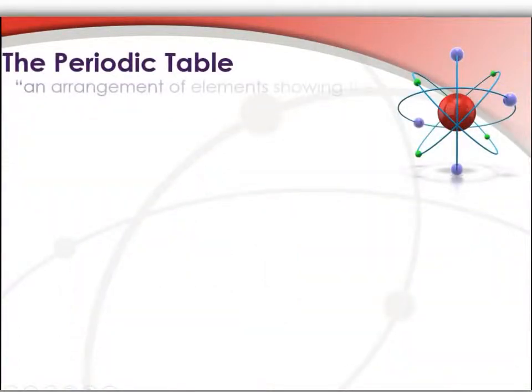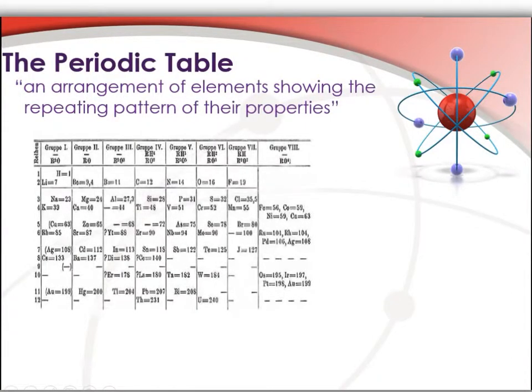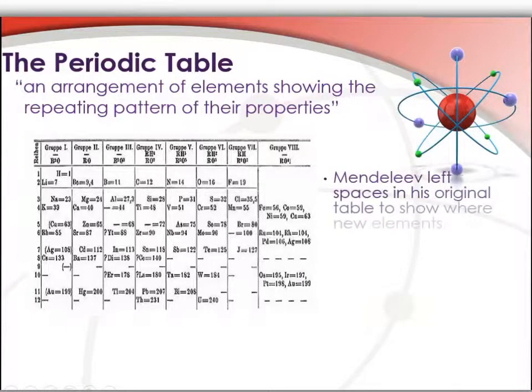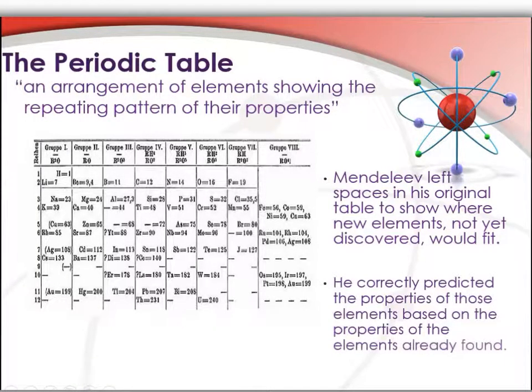Let's talk about the periodic table. It's an arrangement of elements showing the repeating pattern of their properties. This is Mendeleev's very first periodic table. He left spaces in this original table to show where new elements, not yet discovered, would fit. He correctly predicted the properties of these elements based on the properties of the elements already found.